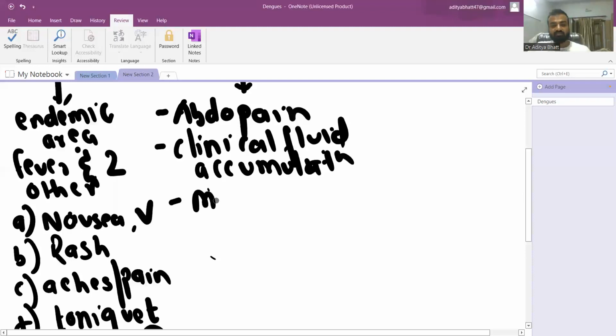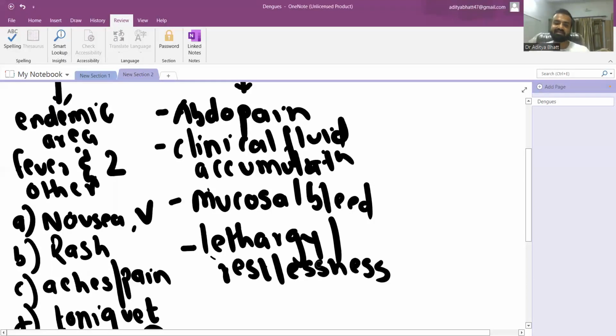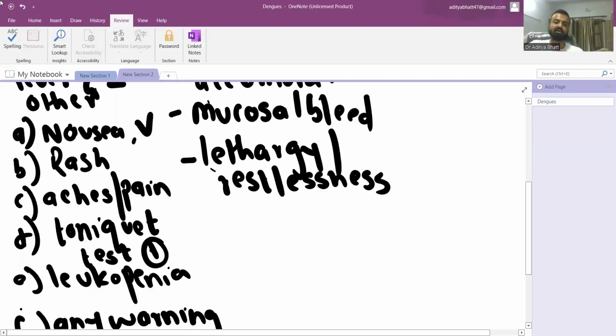There might be mucosal bleeds due to platelet dysfunction. There might be lethargy or restlessness. Now in pediatrics, if there is severe involvement, the child will not say, but the child will be lethargic, or not speaking much, sleeping all the time. Now that might be mistaken as a fever, because whenever we are having any febrile condition, we might be lethargic. So it might overlap, and we might miss it sometimes. So that is the issue.